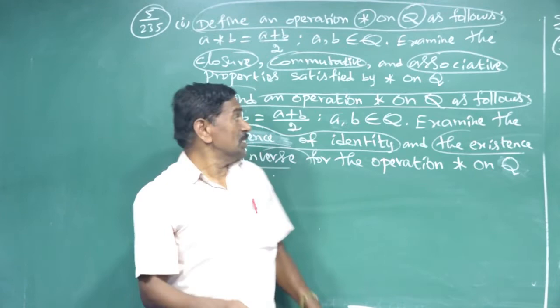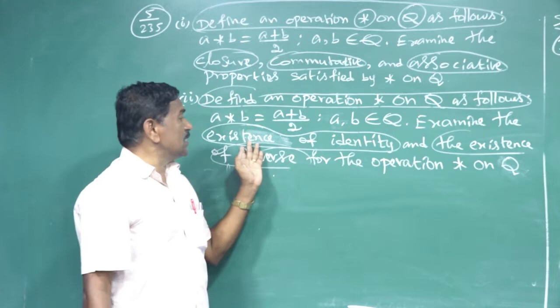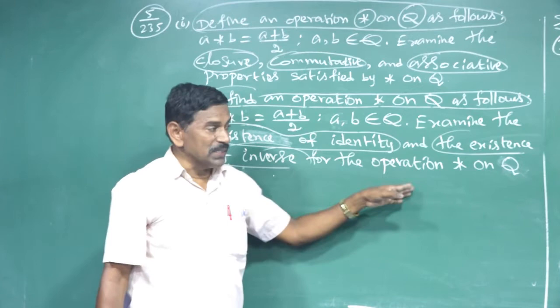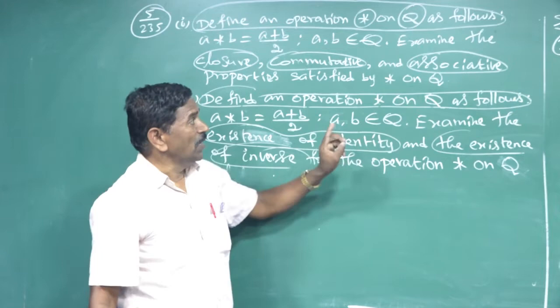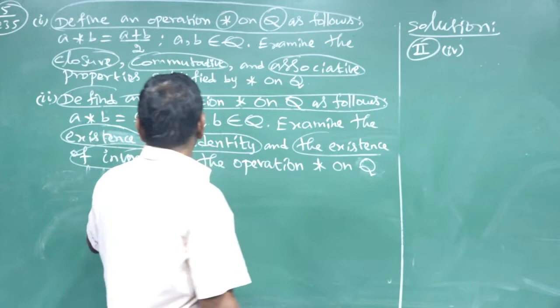Children, listen. Now, second subdivision. Define an operation star on Q as follows: A star B equal to A plus B by 2 such that A, B belongs to Q. Examine the existence of identity and the existence of inverse for the operation star on Q. We want to verify. There are only 2 subdivisions. Already 3 subdivisions completed. So let us take subdivision 5, that is existence of identity.